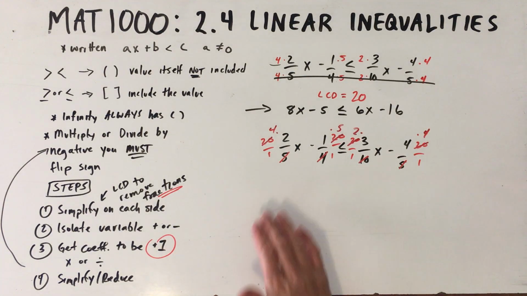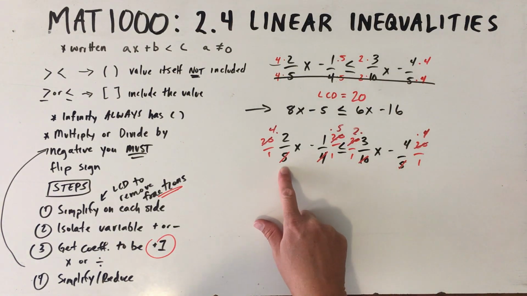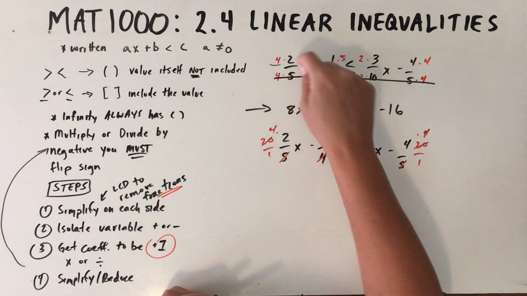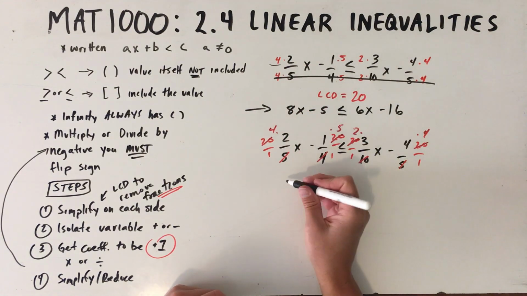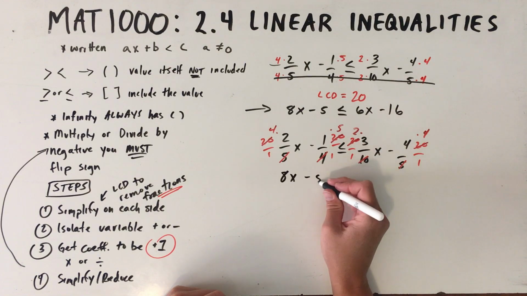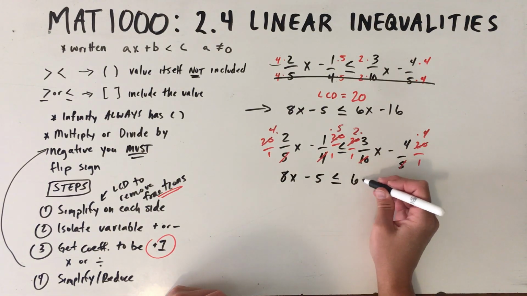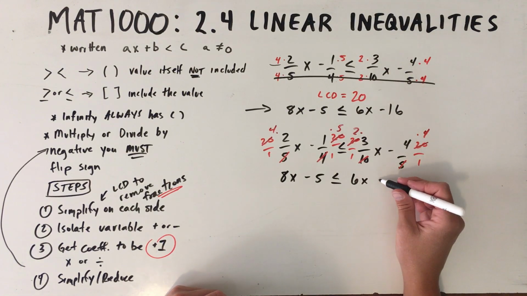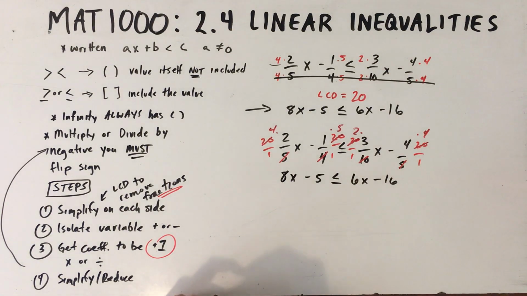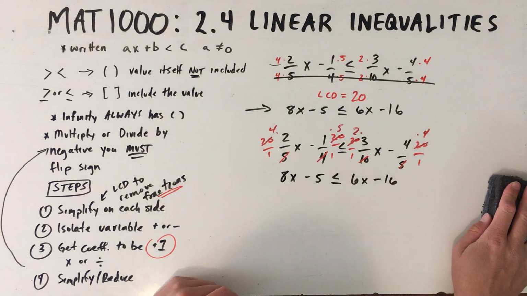So you can now see this is why the denominators are gone. When I canceled this, it just leaves behind a 1, and you can see that the tops are the same. 4 times 2 gives me this 8x, negative 1 times 5 gives me a negative 5, still less than or equal to. 2 times 3 gives me a 6x, and negative 4 times 4 gives me a negative 16. Okay, so those are the two different methods of getting rid of those fractions.